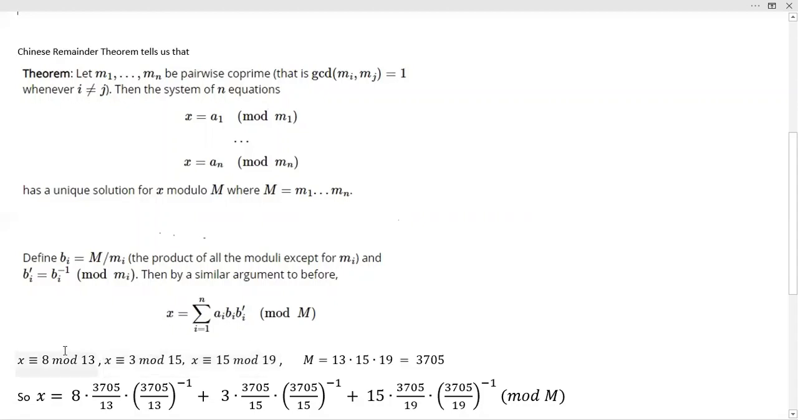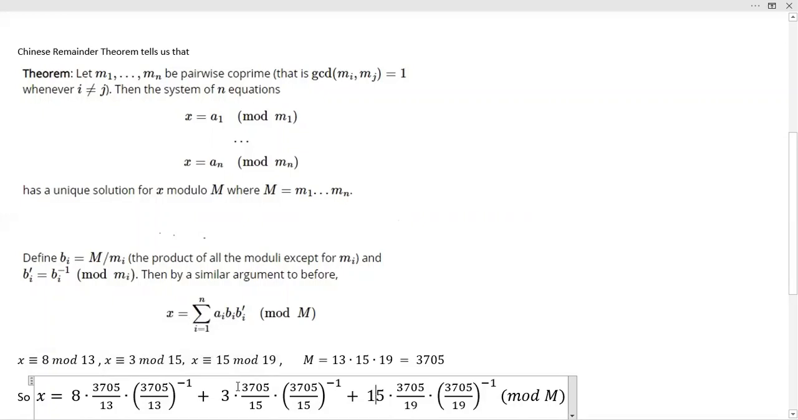That's just these numbers here. There's 8, there's 3, and there's 15, right? So 8 here. Is that going to highlight for me? Yeah. Okay, and then 3 there, and then 15 there, right? So these guys here are your a sub i's, all right?